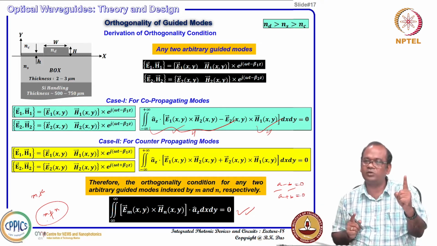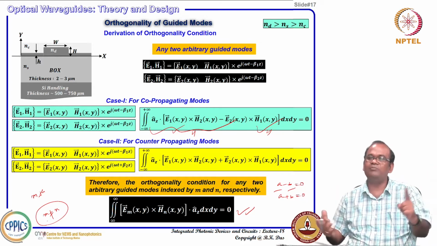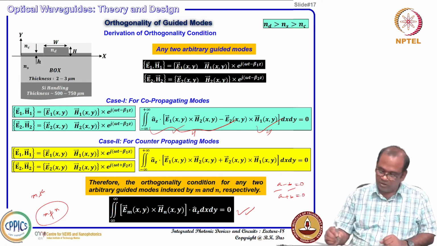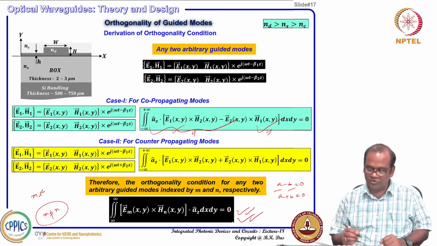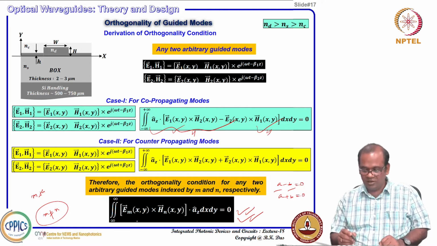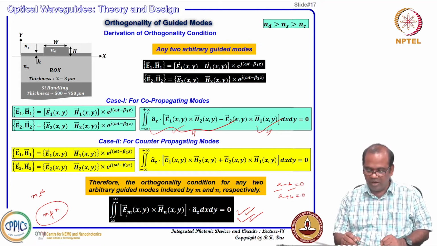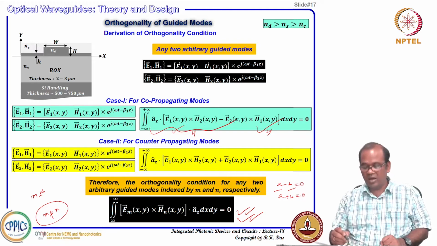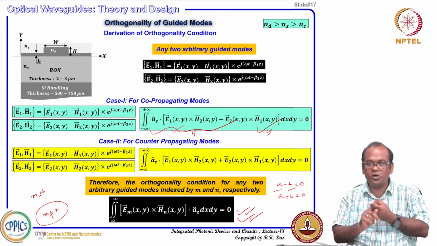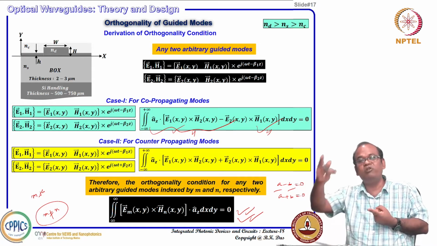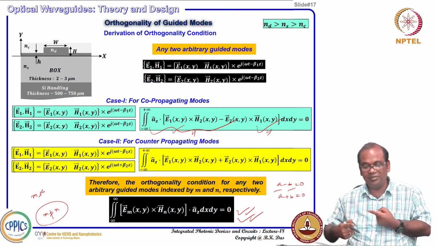These two situations you have considered, but they are actually different modes. M not equal to n. That is what you have considered, and you end up with this one, and that is actually called the orthogonality condition. If you are considering two modes, and for the mth mode you are taking the electric field, and for the nth mode you are taking the magnetic field, if you take the cross product alone, it cannot be 0, but if you integrate over the cross section, then only it will be 0.